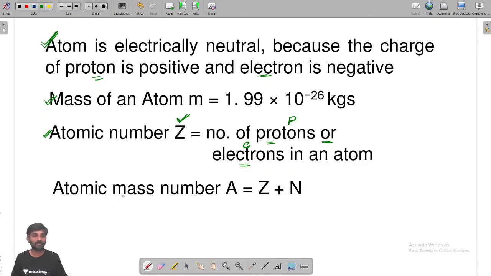Now, what is the atomic mass number? The atomic mass number is the summation of the atomic number plus the number of neutrons. This represents neutrons. Clear?